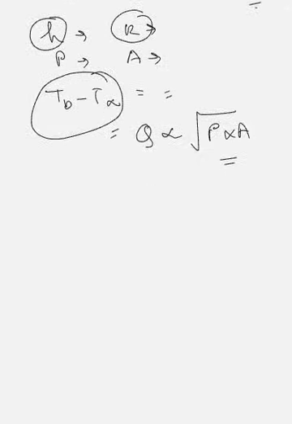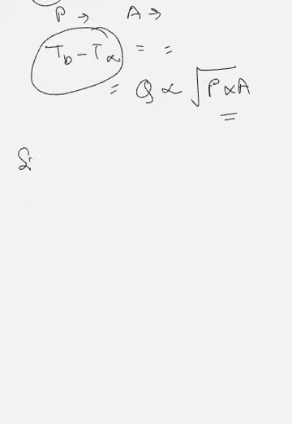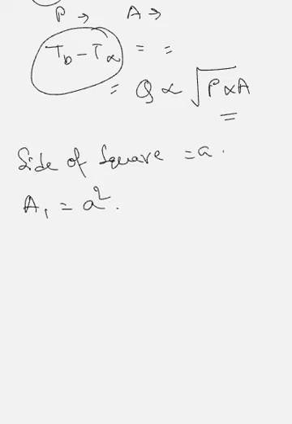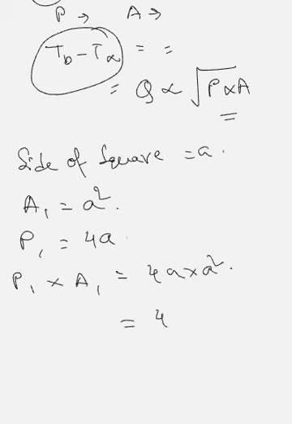Now let us assume the side of the square is a. And as given in the question, the side of the square is the diameter of the circular fin. So we take both equal to a. Now for the square cross section, area A1 is a square and perimeter P1 is 4a. Now multiply P1 into A1. So we get 4a into a square, that is 4a cube. Therefore, Q1 is proportional to root over of 4a cube.